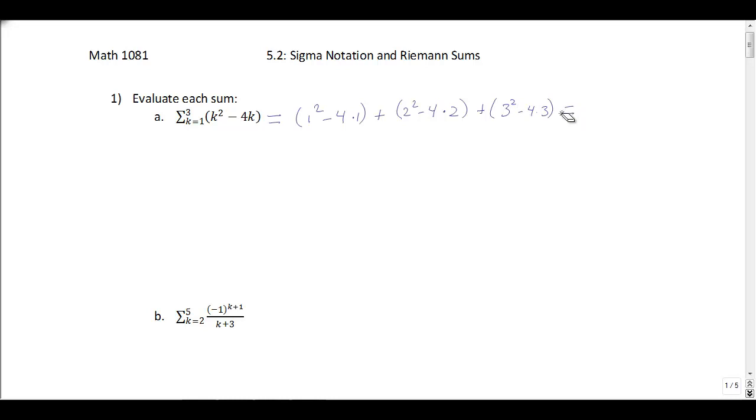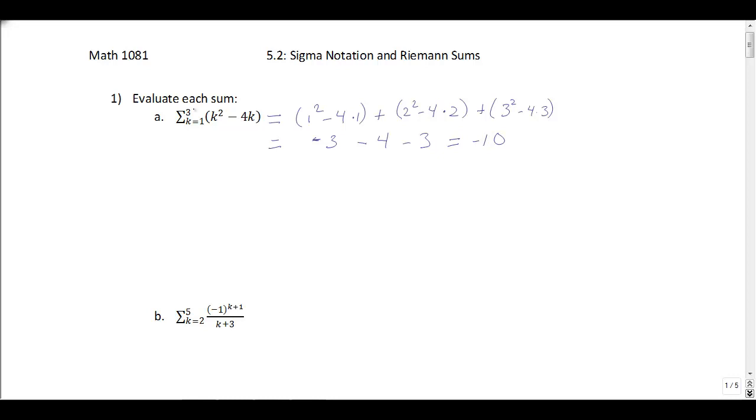If you look at that, I get 1 minus 4, that's negative 3. I have a 4 minus 8, that's plus negative 4, so minus 4. I have a 9 minus 12, that's a minus 3. Add those up, and I'll get a minus 10. So you could just do this one directly, adding up 3 things, not so bad.